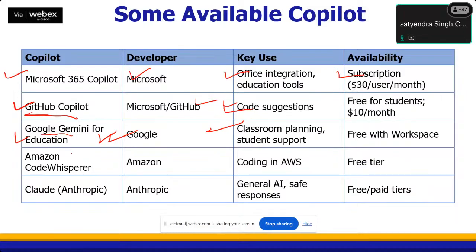There are some other co-pilots also available specifically in cloud service providers like Amazon. So Amazon Code Whisperer is there, Claude is there, if you want to ask general AI and safe responses. Amazon Code Whisperer is specifically available in the AWS cloud platform, so if you want to write code there, then it is available.